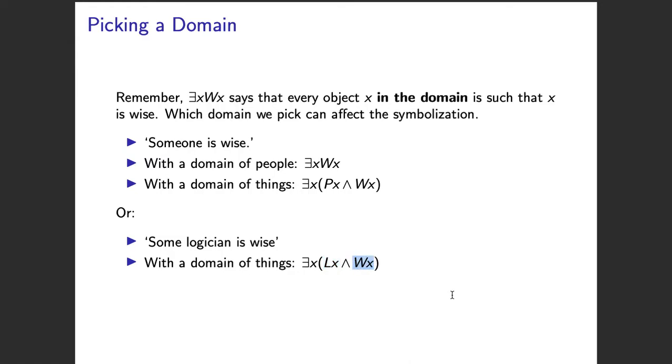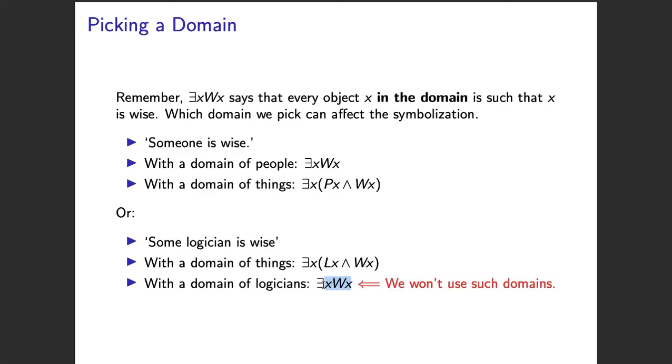So some logician is wise would be symbolized like this, assuming again that we're using a domain of things. You would say there exists an X in the domain of things such that X is a logician and X is wise. But now, if we were allowed to use a domain of just logicians, let's say, now this sentence could just be symbolized this way, because now what this would be saying is there exists an X in the domain of logicians such that X is wise, right?